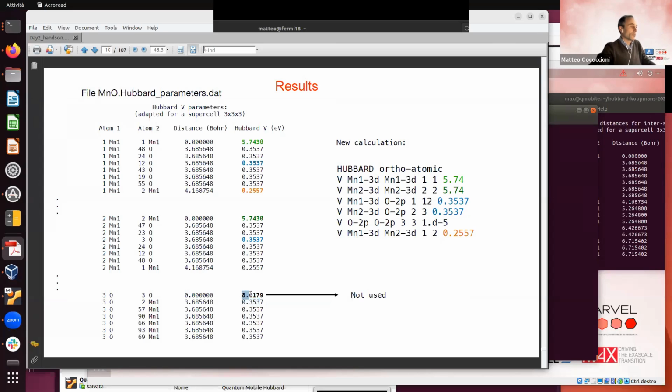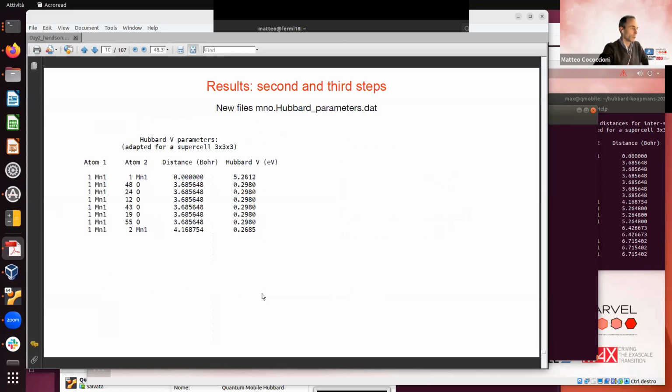We don't typically use these values here, the on-site U on oxygen, because they're too big, and in the self-consistent procedure, they typically diverge because of some issues with linear response theory for the calculation of U parameters on states or manifolds that are fully occupied, like the ones on oxygens.